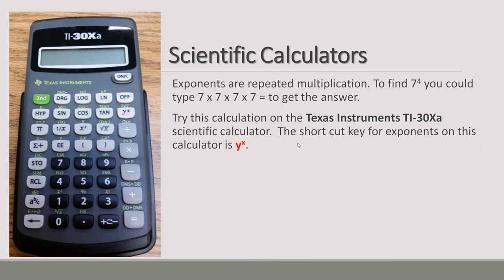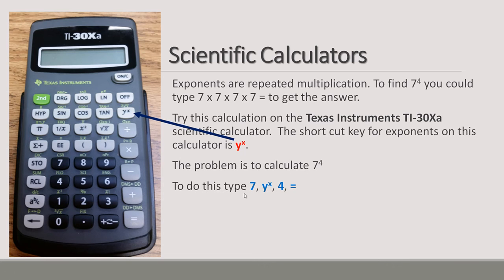On this particular calculator, the shortcut is this y to the x button right here. So if your calculator has a y to the x button, that is your exponent button. Right? So we're going to do 7 to the 4th using y to the x. Here's how you would do it. You would type in the 7, so we'd go 7, y to the x. That tells us, oh, hey, you want to do an exponent, and then 4, and then equals. So that says 7 exponent 4 equals, and your calculator will say 2,401. So if your calculator has a y to the x button, that's what it's for.